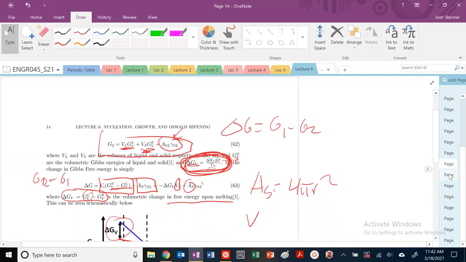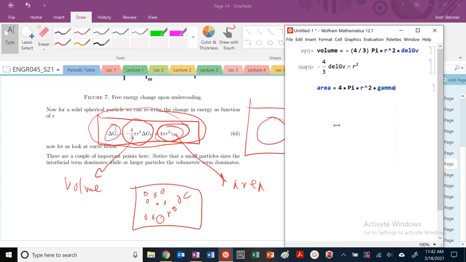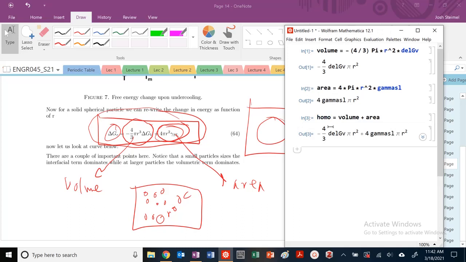Actually, let me go a little bit up here. Excellent. So this is our expression for homogeneous. We have a volume term, which is equal to minus 4/3 times pi times r cubed times delta GV. Actually, that's the volume. So that's the volume term. We have area, which is equal to 4 times pi times r squared times gamma SL. So for homogeneous, delta G is equal to volume plus area. So we got that right there.